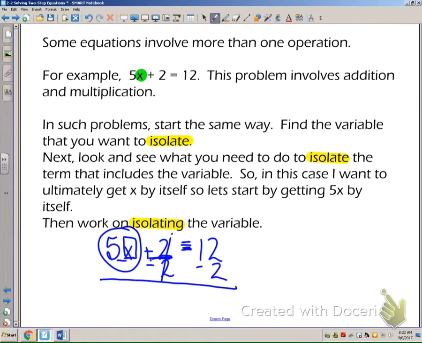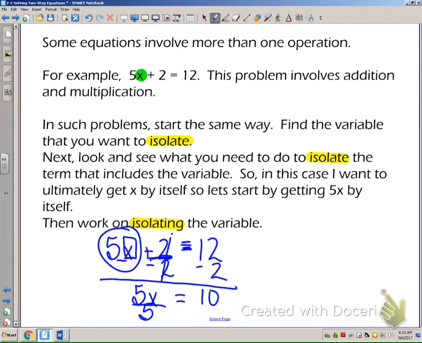Positive 2 take away 2 is 0, so now that's gone. I don't want to write 5x plus 0, I just want to write 5x. 12 take away 2 is 10. Now we're that much closer to isolating our variable. We've got the term with the x all by itself. Now what we need to do is get the x all by itself, and I would do this by undoing the multiplication. What operation undoes multiplication? Division.